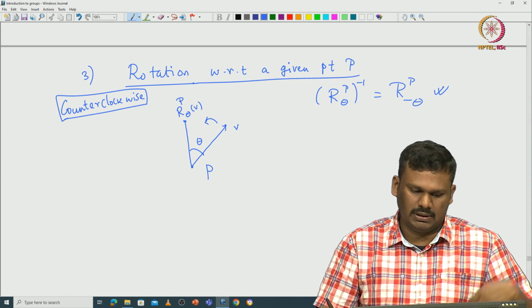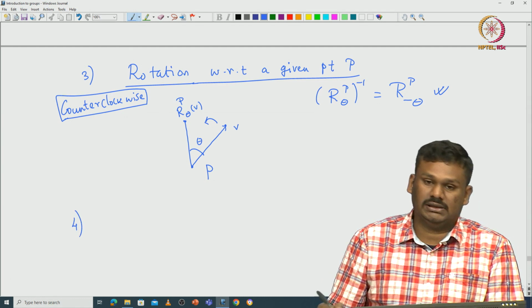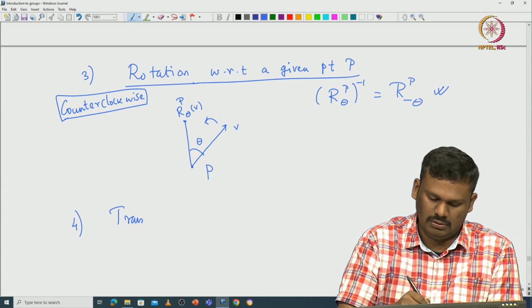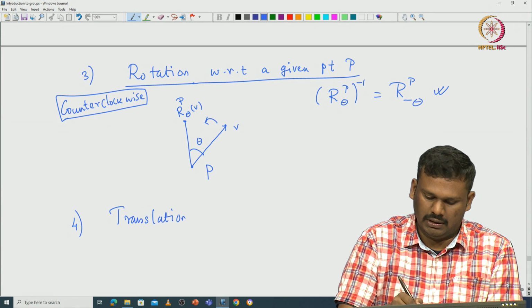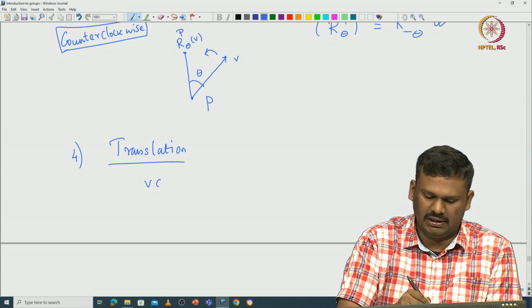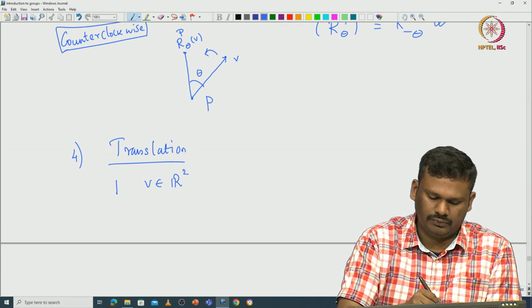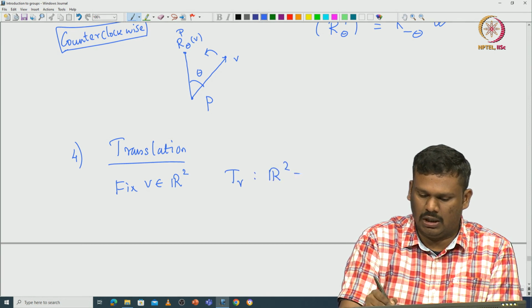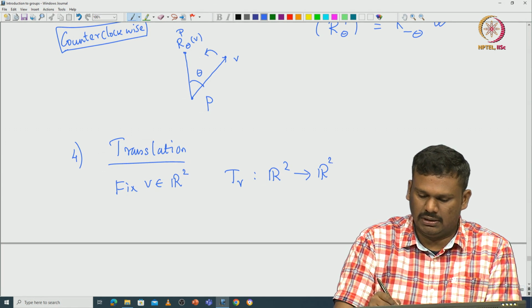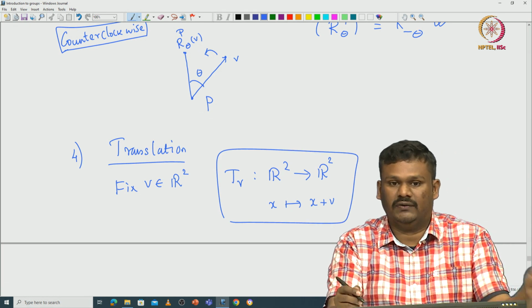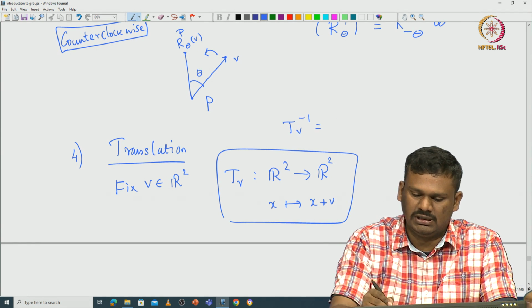This is important. There is another important class of isometries which come from translations. So, translations are another kind of isometries. What is it? Fix some vector V in R2. Then define this translation TV, which is a map from R2 to R2 such that any x goes to x plus V. So, this is your translation, and it is clear that translations are again invertible, and the inverse of the translation is just T minus V.